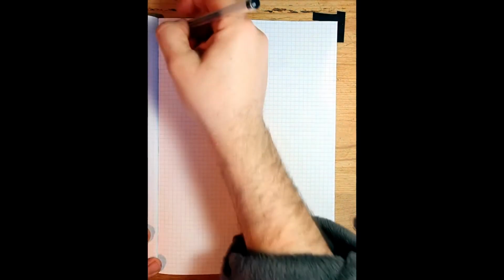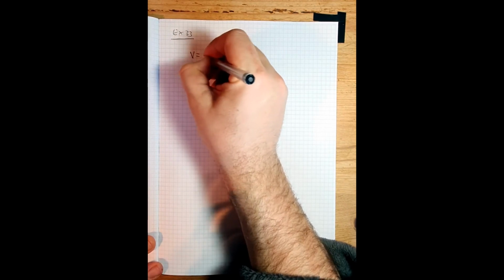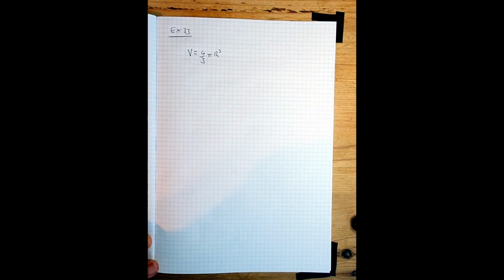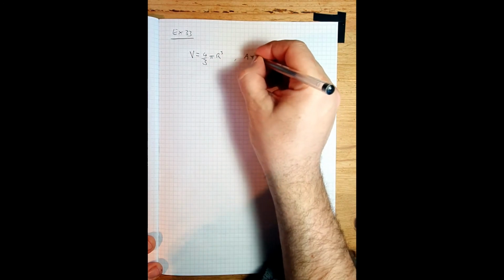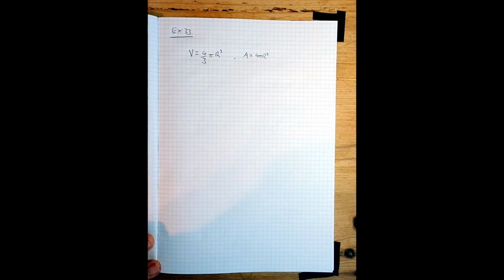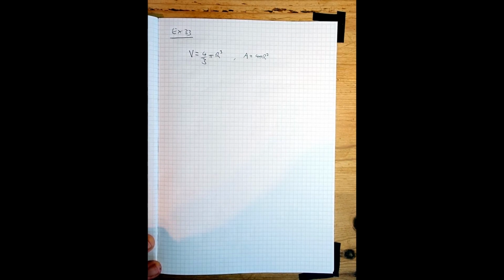Okay, example 33. What are we given? Radius is r. The volume is 4/3 pi r cubed. And the surface, it says the surface, but it means the surface area is 4 pi r squared. Write down a differential equation for the rate of change of radius. So it wants dr dt.